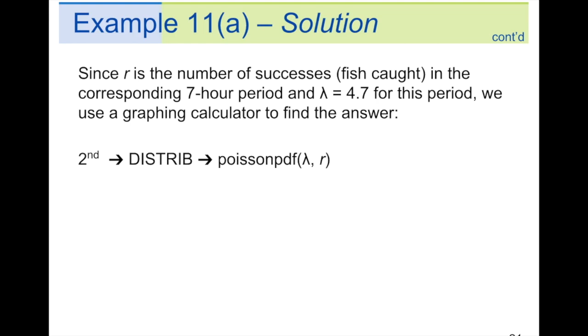Since R is the number of fish caught in the corresponding 7-hour period, and lambda is 4.7 for this period, we use a graphing calculator to find the answer. On your graphing calculators, press the second button, then the distrib button, and then scroll way down until you get to Poisson PDF lambda R, and then press that button.